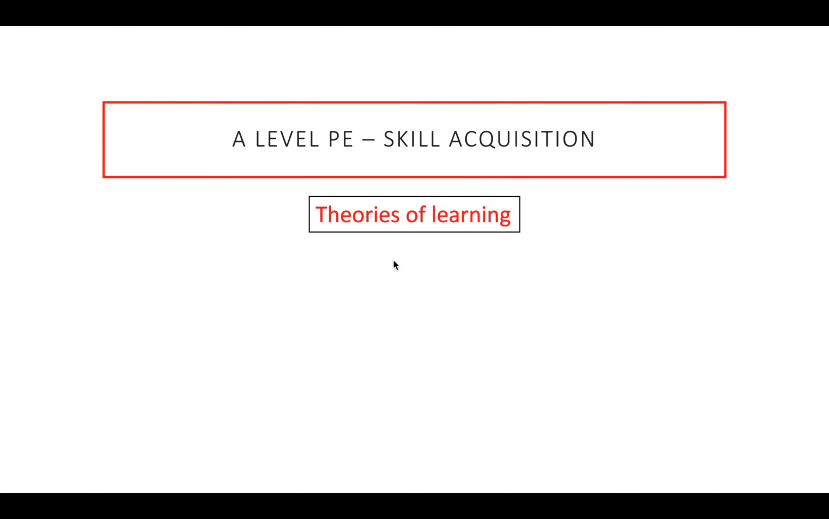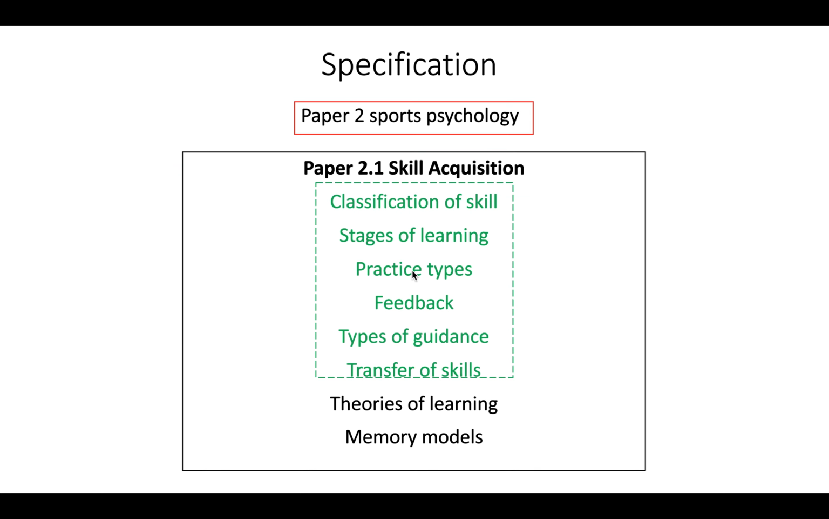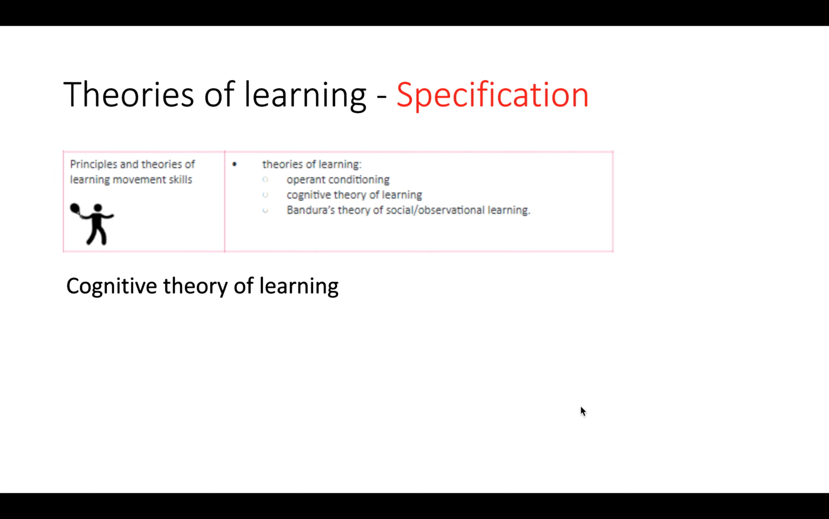Hello, welcome to this skill acquisition screencast on theories of learning. So far, we've looked at classifications of skill, stages of learning, practice types, feedback, types of guidance, and transfer of skills. We've also looked at two different types of theories of learning. We've got the last one to do today. So that is the cognitive theory of learning.